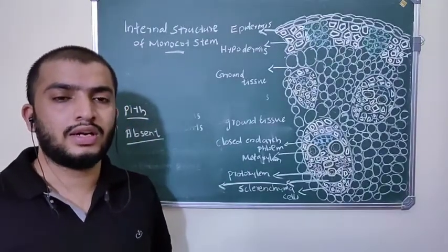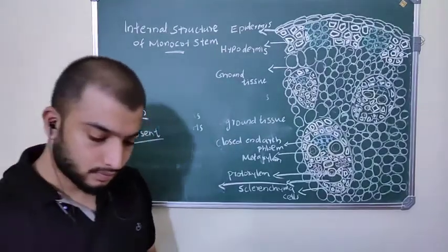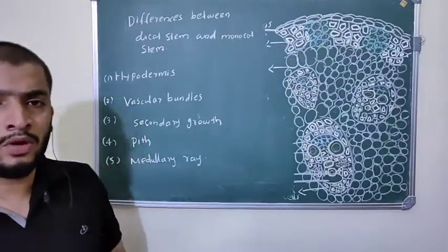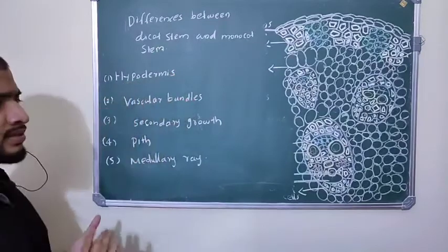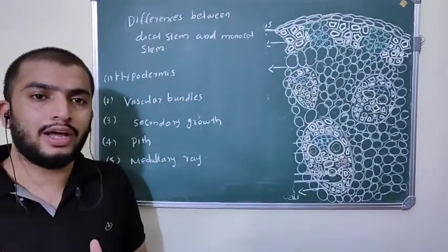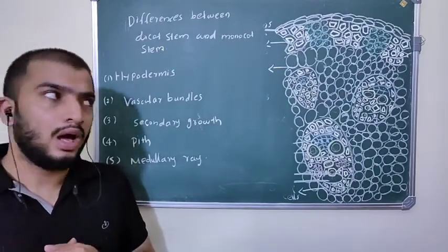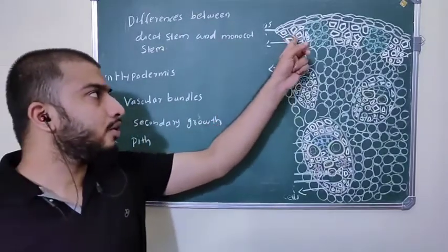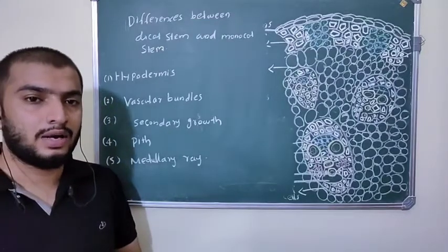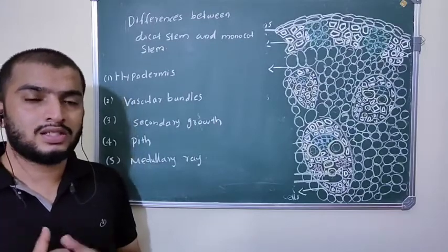Next we are going to look at what the differences are between dicot stem and monocot stem. So let's discuss them. First of all, hypodermis. The hypodermis of dicot stem is made up of collenchyma cells, it is collenchymatous. But in the case of monocot stem, we already know their hypodermis is sclerenchymatous. So that is the first difference.